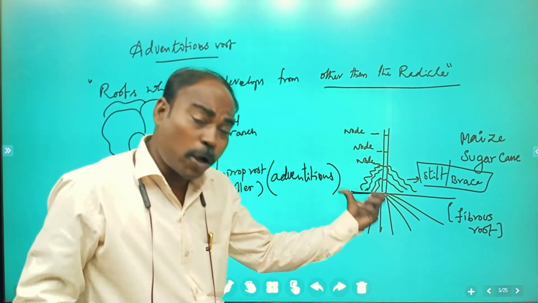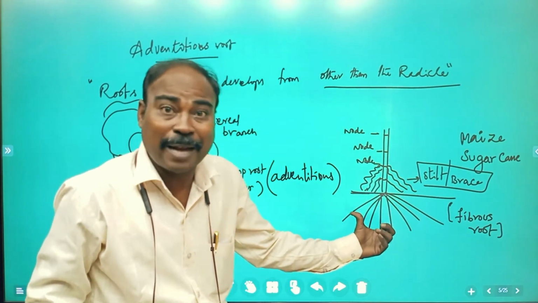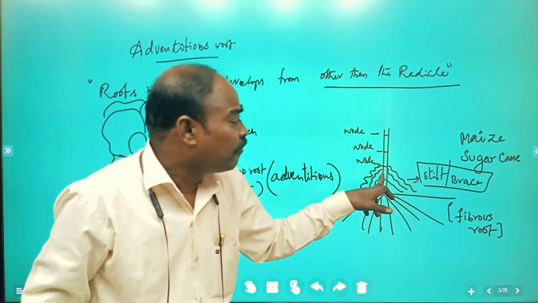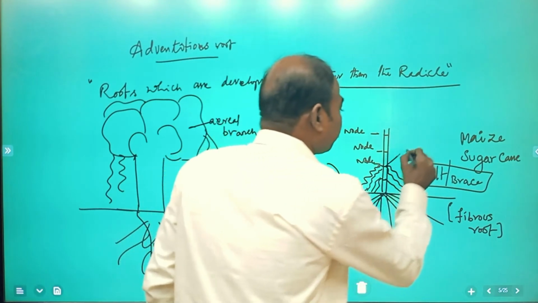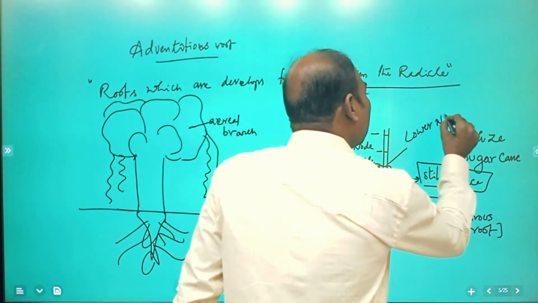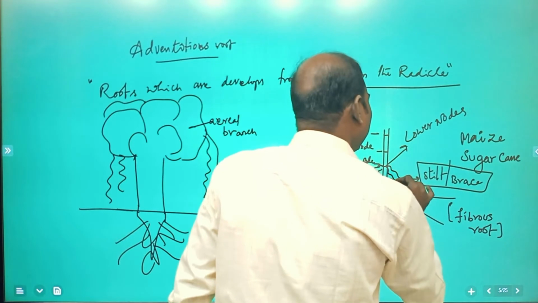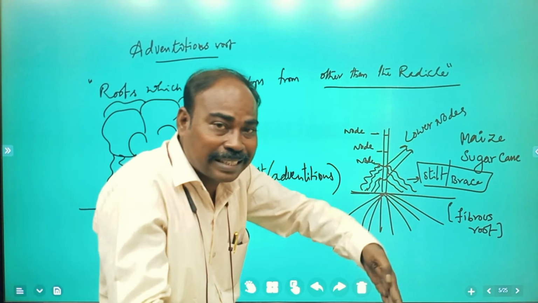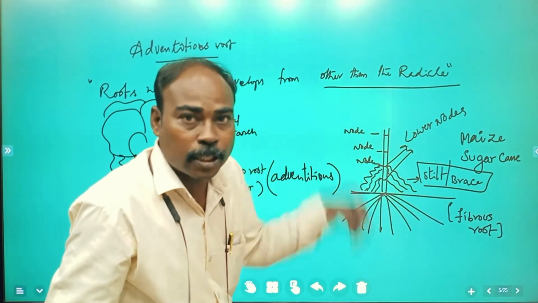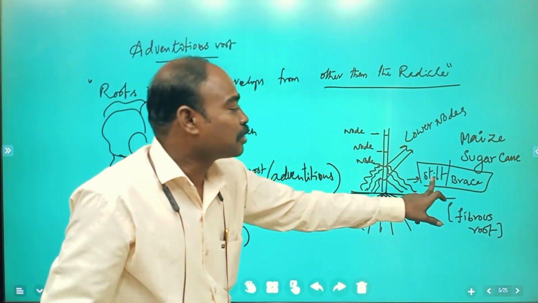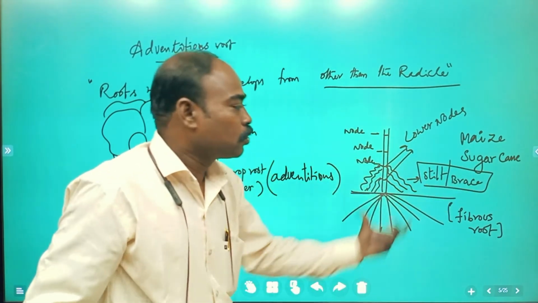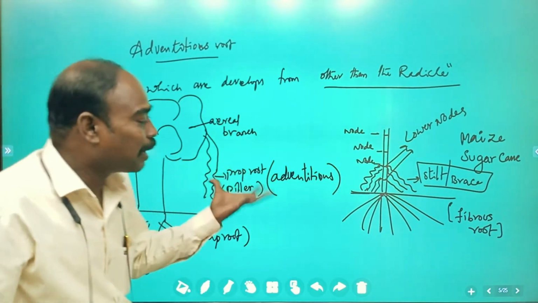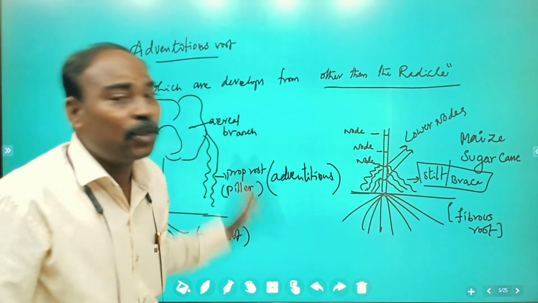So even though sugarcane and maize are monocot plants, they have fibrous roots. Additionally to the fibrous roots, from the lower nodes, some roots are developed, grow towards the soil, touch the soil and give additional mechanical support. Such roots are called what? Stilt roots or brace roots. So these stilt roots or brace roots, these prop roots or pillar roots, are examples of what? Adventitious roots.